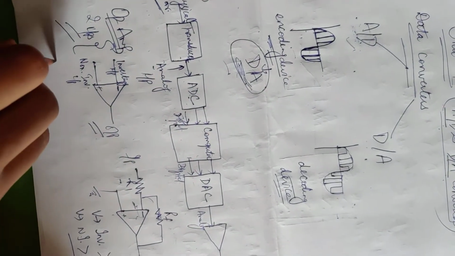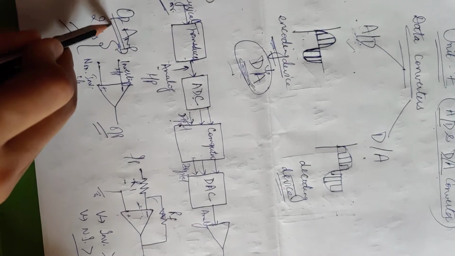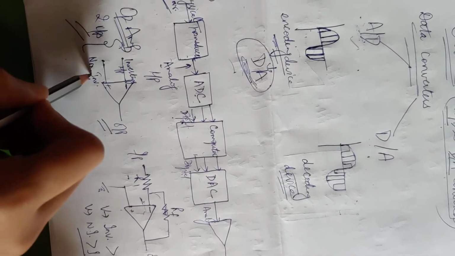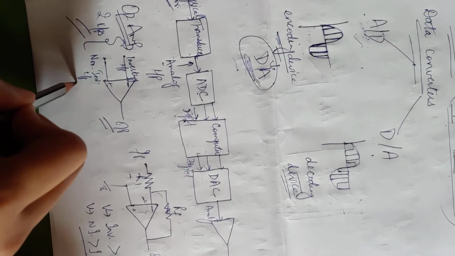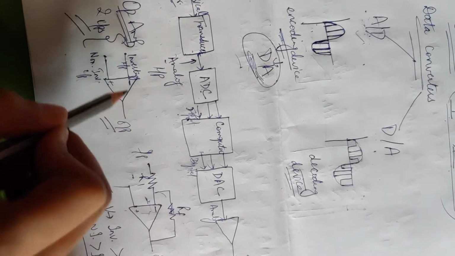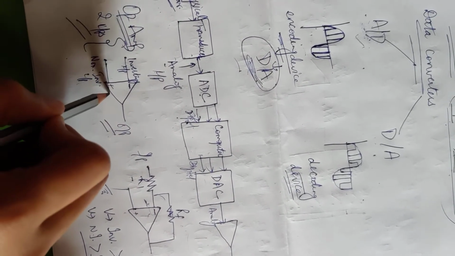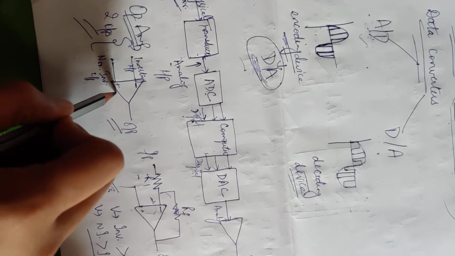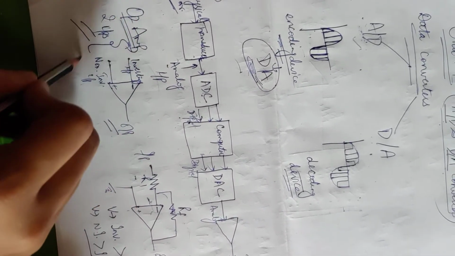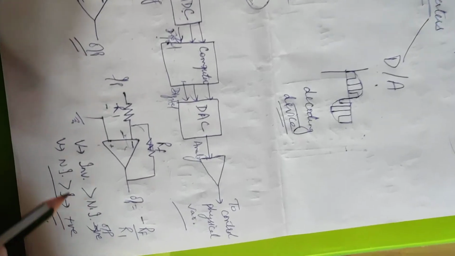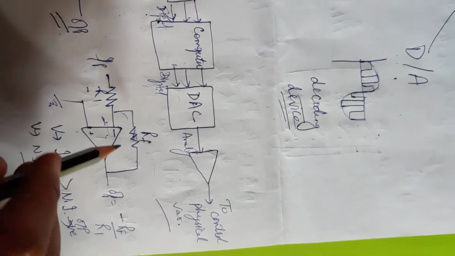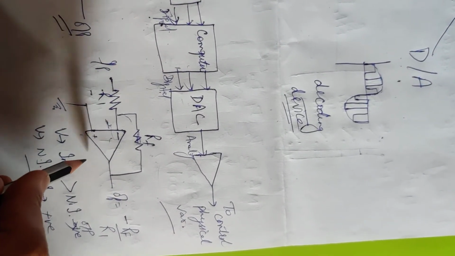This is op-amp. Op-amp is operational amplifier. It has two inputs, inverting and non-inverting, and one output. Inverting means negative input and non-inverting means positive input. This op-amp is used in these converters. This circuit of op-amp is used in these converters.